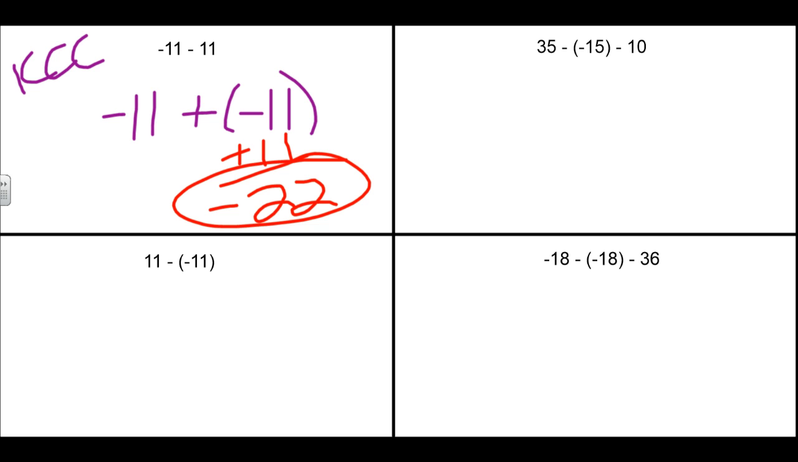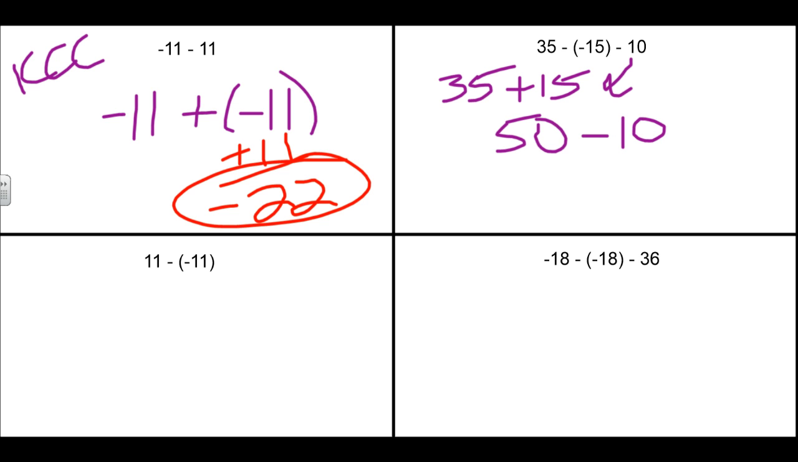In the next one, we're going to have to go through this with PEMDAS because subtraction itself is not commutative, although we'll talk more about that a little bit later. 35 minus negative 15 is the same as 35 plus 15, which becomes 50. And then we still have the minus 10, 50 minus 10. With these sorts of problems, we could go through the process of adding the opposite, 50 plus negative 10, but we know how to subtract numbers when our minuend is larger than our subtrahend, and they're both positive. This is just 40. So 35 minus negative 15 minus 10 is 40.